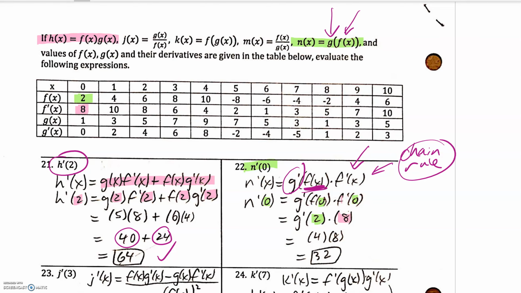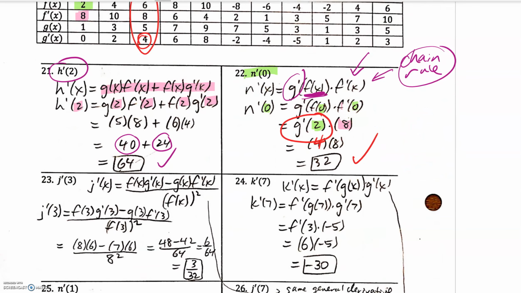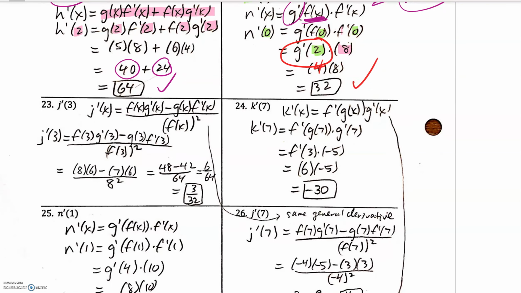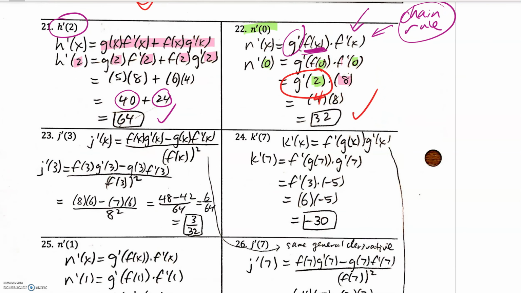That's your 8. Okay. Next, we need to go find what is g prime of 2 now that we have the 2 in there for the f of 0. So g prime of 2, new column, we're over here now. So g prime of 2 has to be that 4 right there. Then you get 4 times 8, 32. Done deal.